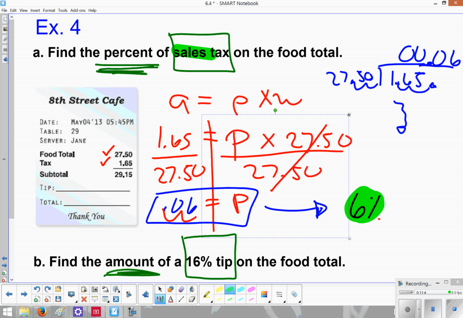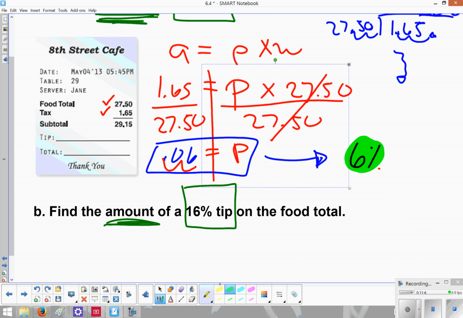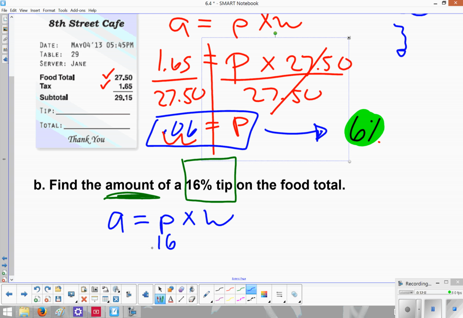Now for the next part, we want to know the tip part. So for the tip part, what we're going to do is solve using the same equation, A equals P times W, where A this time is going to be the unknown. We don't know what the part of the tip is going to be, but we do know the percent they charge us is 16. So instead of putting 16 over 100, like I said in a previous slide, you can say 0.16. And then we're going to times by the whole amount. What's the whole meal? It's 27.50, so we're going to put 27.50. And since we don't know how much the tip is, we're going to put A.